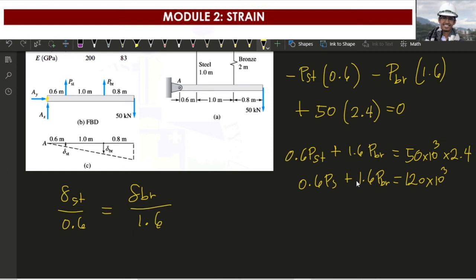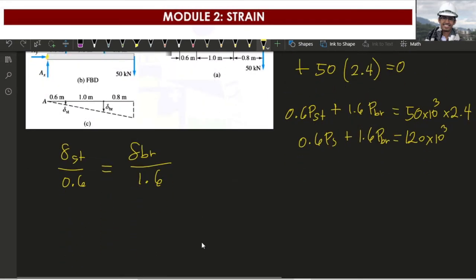So that is ratio and proportion, ano, sa ating algebra. So ngayon, meron na tayong 2 equations and 2 unknowns, no? In this case, kunin natin yung force ng steel in terms of bronze, okay?